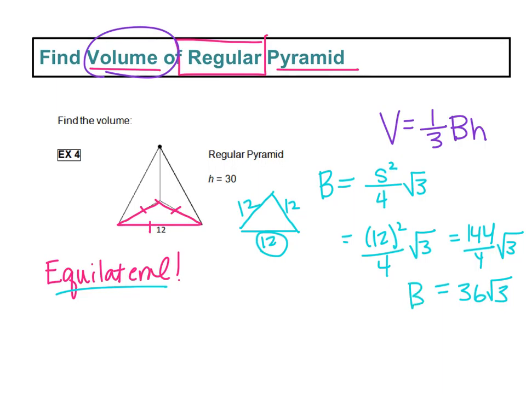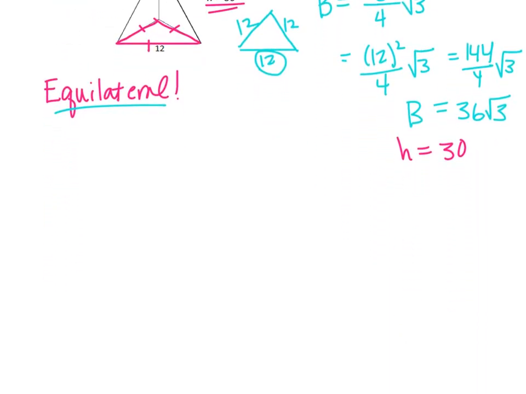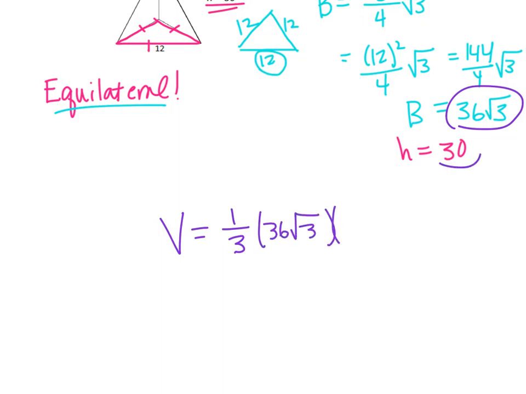Our height, well that's kind of nice. They even told us h equals 30, so our height is 30. So now we're ready to find the volume. So the volume of our pyramid is 1/3 times the area of the base, that 36 square roots of 3, times the height, which is 30.